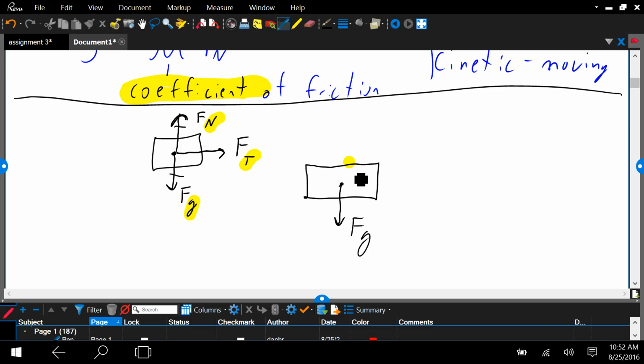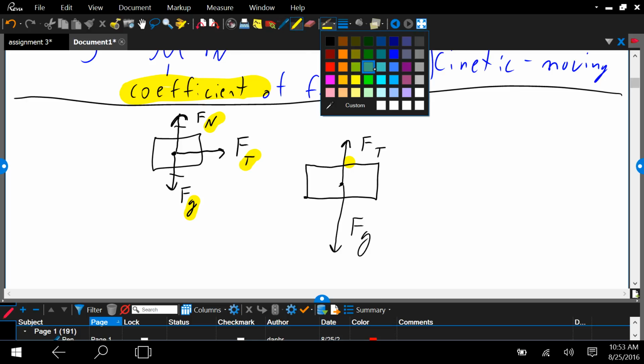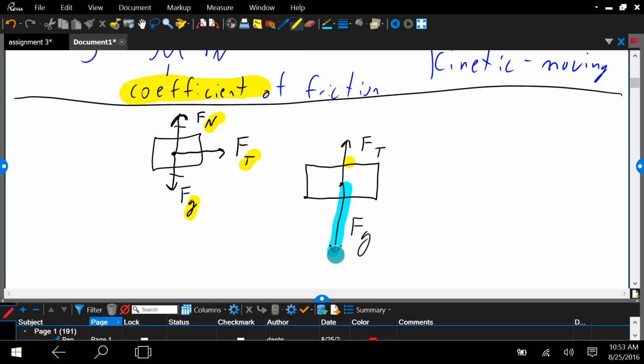And here, I'm going to draw an FG going down, and an FT going up. I'm going to be very careful to say these two are not equal. In fact, I'm going to redraw this downward arrow to be just a bit longer to emphasize this. I know they're not equal because my system is accelerating, and the reason the system is accelerating in this case is because this arrow is longer.